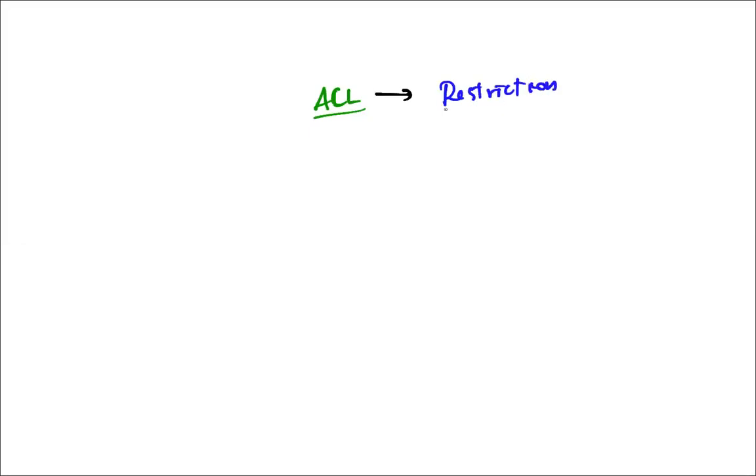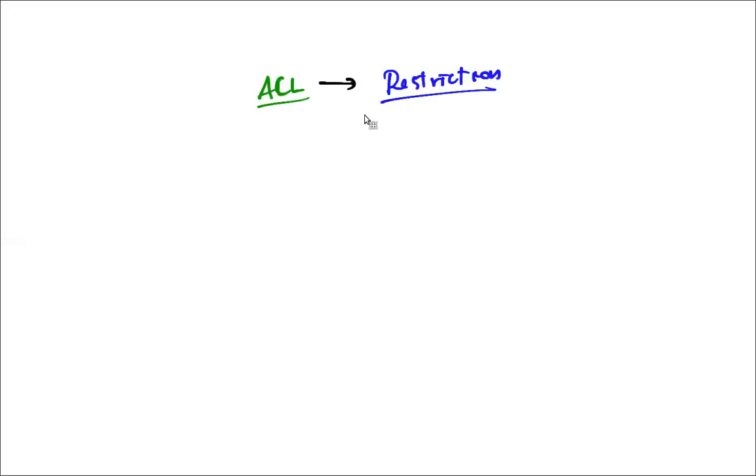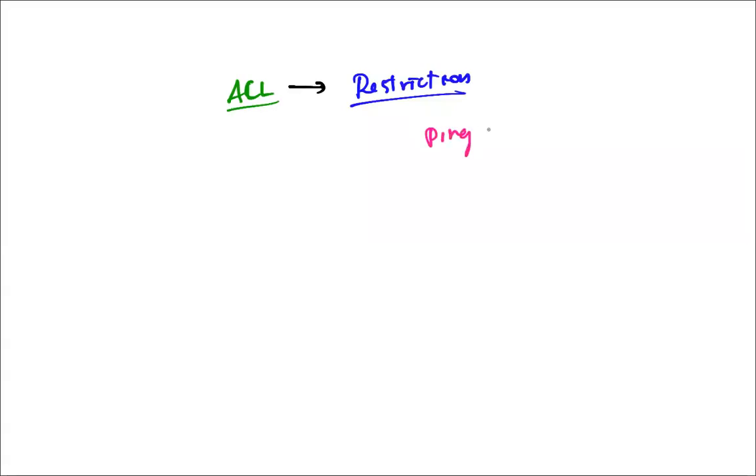See, so far we have discussed many topics. The goal of those topics was to establish communication, right? We want the communication to work. But ACL is just the reverse of it. Here we're going to block some traffic and check whether it is getting blocked or not, because every organization does it.